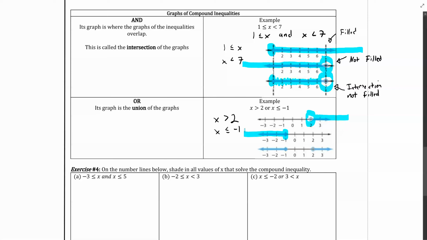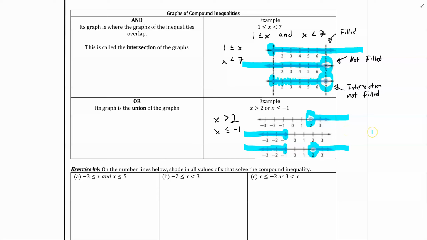So for the compound graph, what you can think about is if you put the graphs on top of each other, any part that is shaded for the individual inequalities will be part of the answer. Notice that the graph really is what you would get if you put the graphs on top of each other. And for the OR statement, there's no requirement of any overlap.